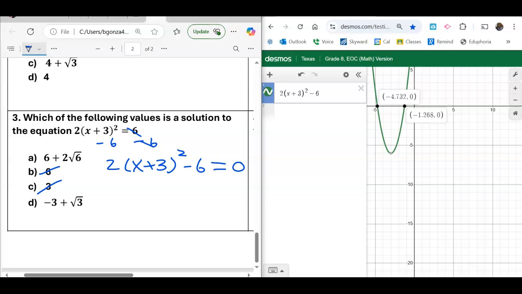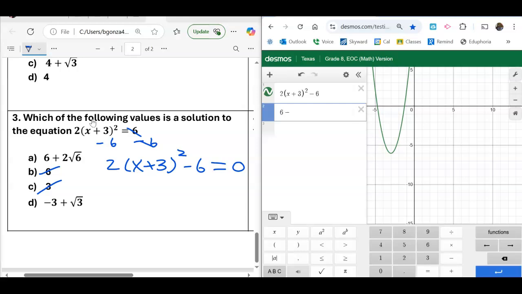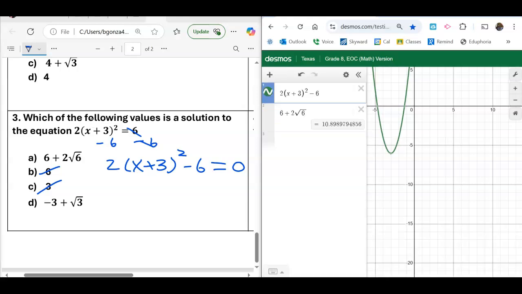So do you have any idea how I can tell if these answers are equal to one of these numbers? You type them in. Here's the deal. If I type these answer choices into Desmos, I'll see what they equal as a decimal, and I can see which of those decimals matches one of these. Okay? So here's what I mean. Type in answer choice A below. 6 plus 2 square root of 6. Okay, 10.89. Is 10.89 one of these x-intercepts? No. Let's type in the other one, to make sure.